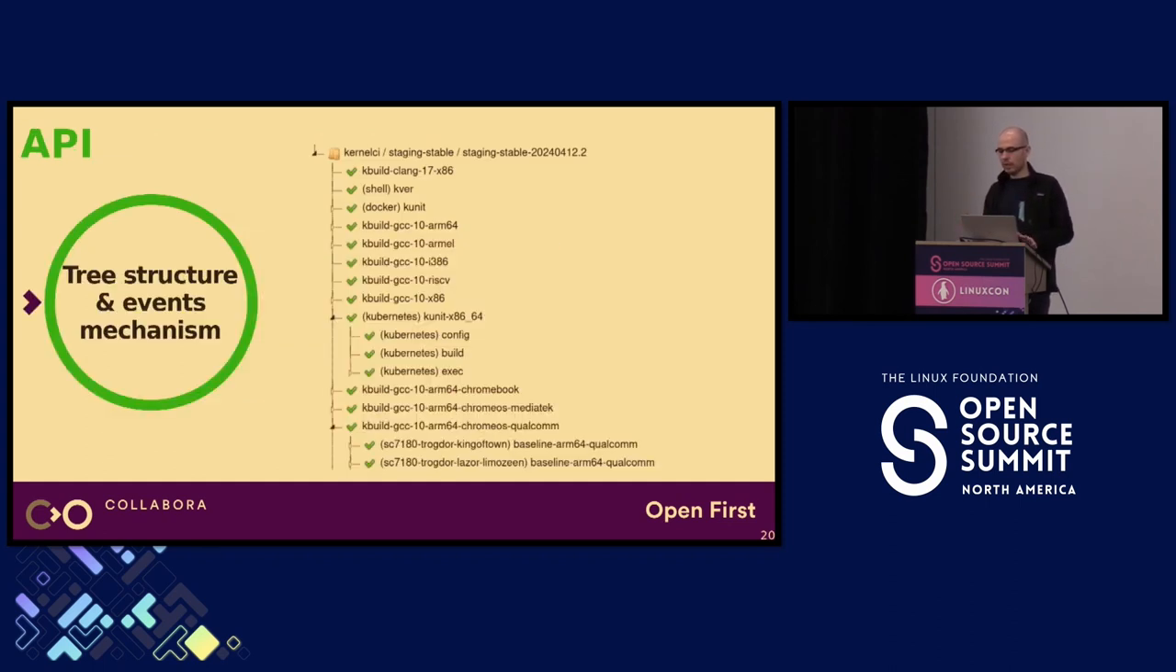The API layer is responsible first and foremost for ingesting code, either from Git trees or patches, as well as test plans, which you might recall from the ecosystem landscape. The other thing it's responsible for is creating and maintaining a tree structure of all the steps taken when processing this input. It also provides a mechanism of events which client applications can then subscribe to instead of just polling this API for changes.